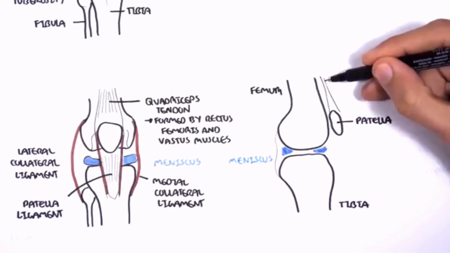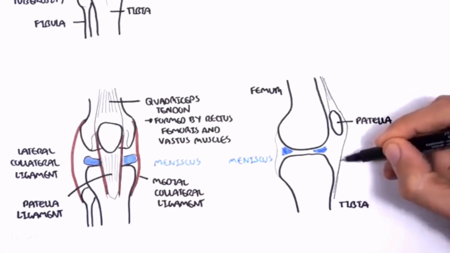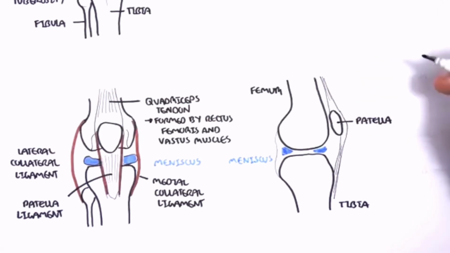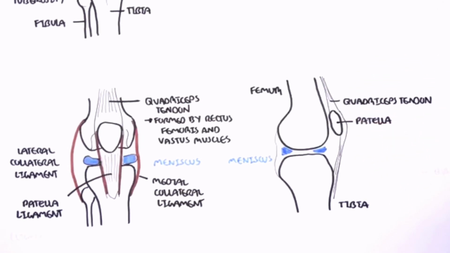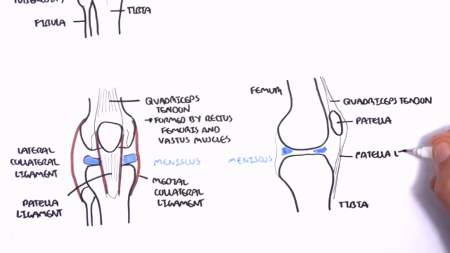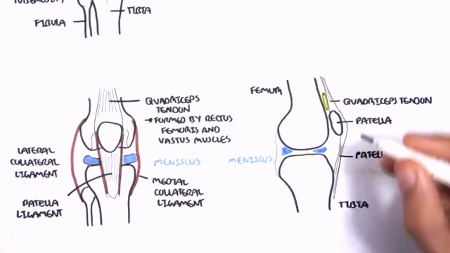Here again is your quadriceps tendon, which comes down over and basically encapsulates the patella in front, forming the patella ligament. Sometimes the patella ligament is also known as the patella tendon, and essentially it joins onto the tibial tuberosity. The knee has many bursa.